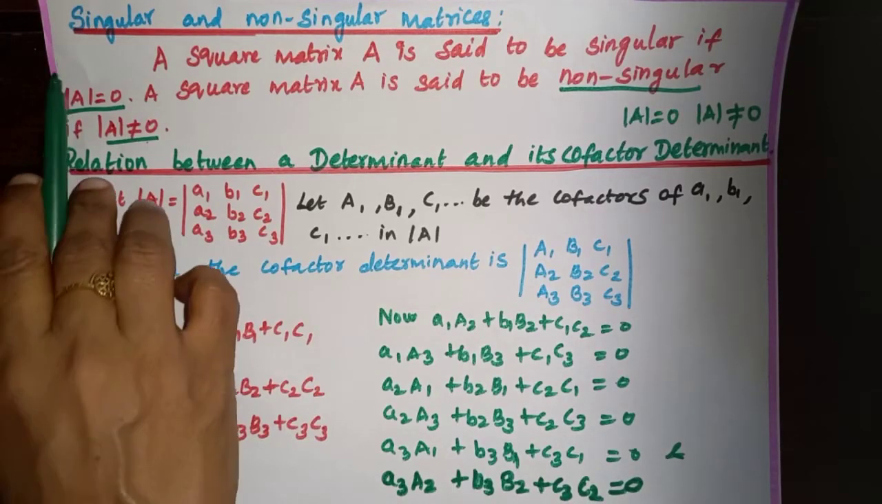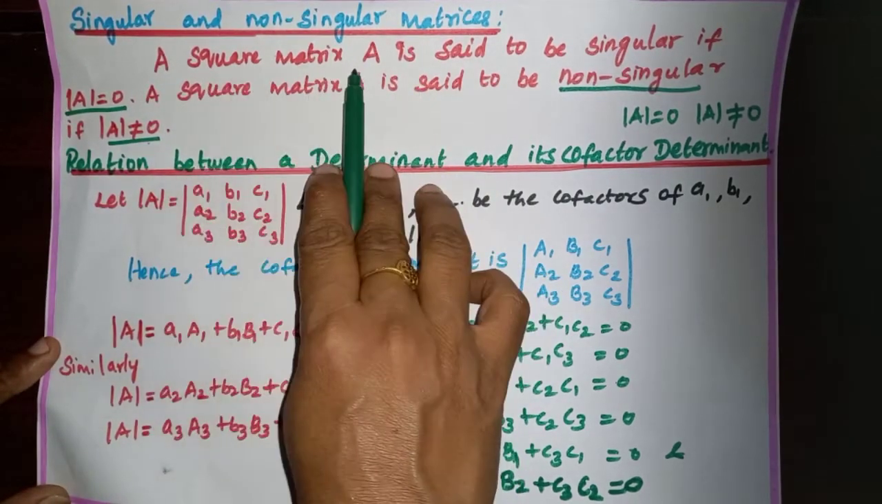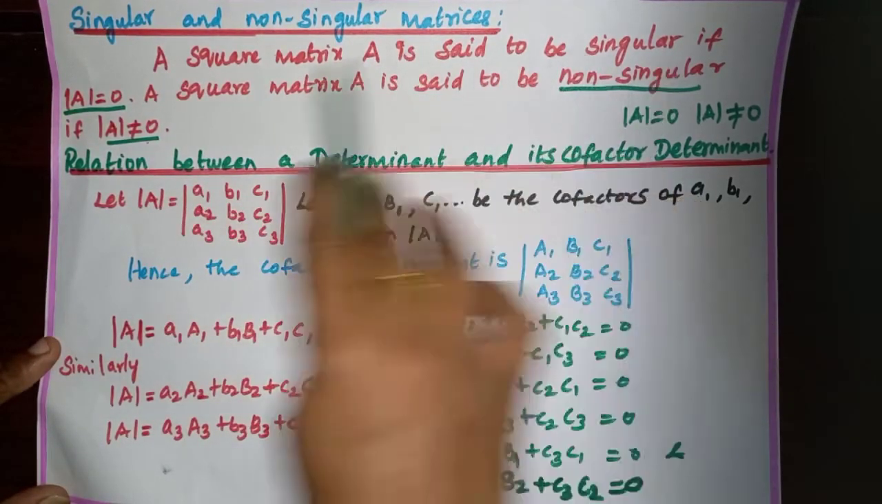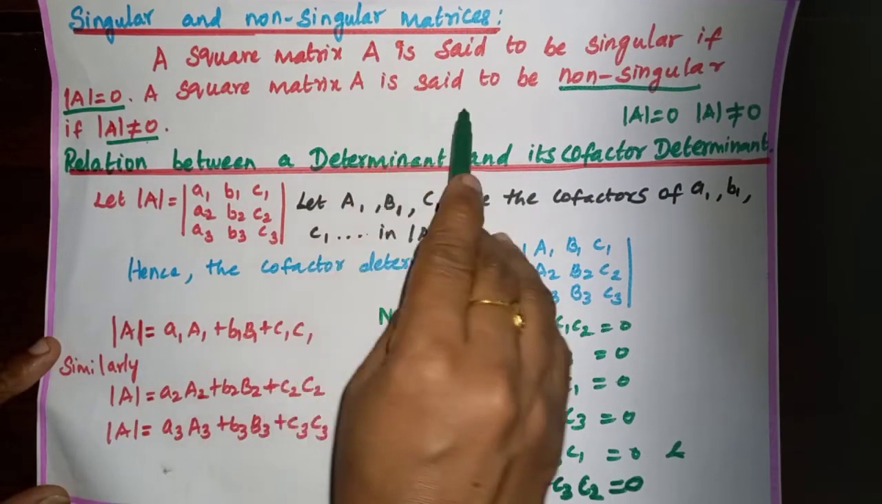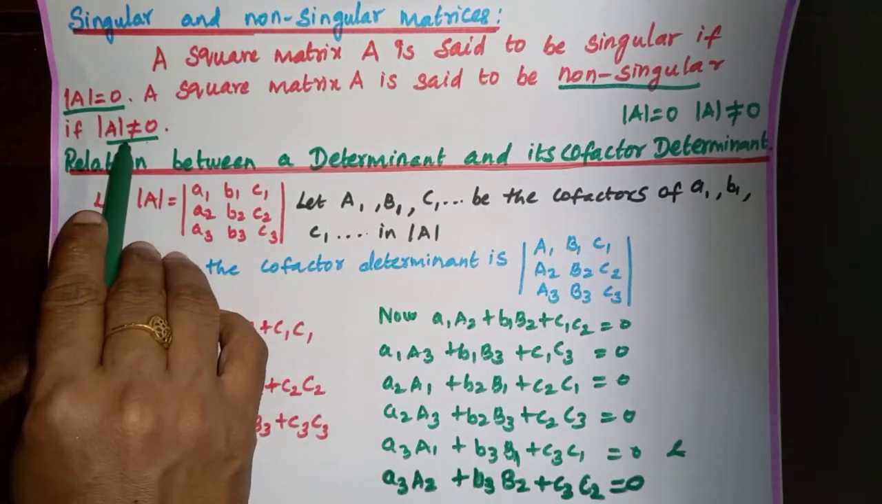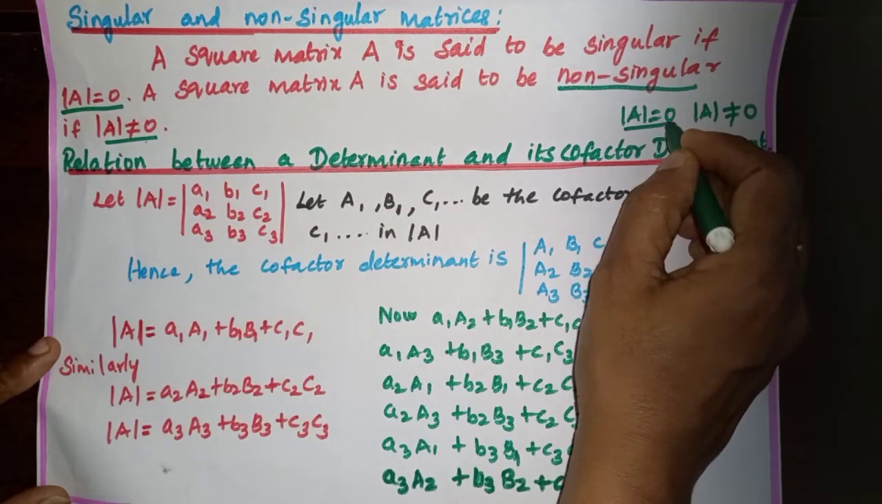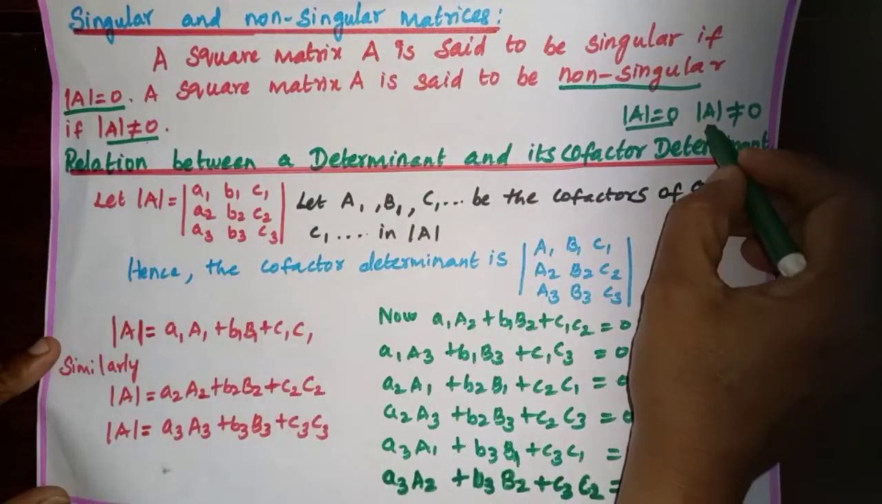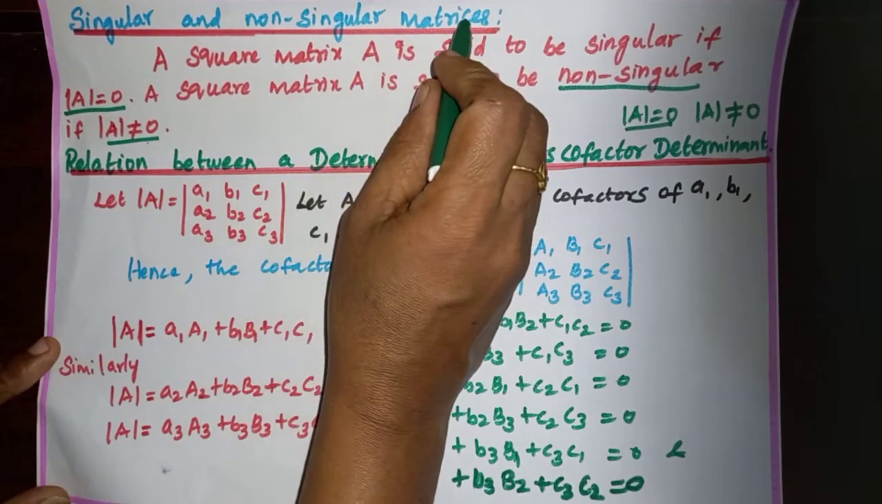Next, we are going to see what singular and non-singular matrices are. A square matrix A is said to be singular if determinant of A equals 0. A square matrix A is said to be non-singular if determinant of A is not equal to 0. If determinant of A equals 0, then it is singular. If determinant of A is not equal to 0, then it is a non-singular matrix.